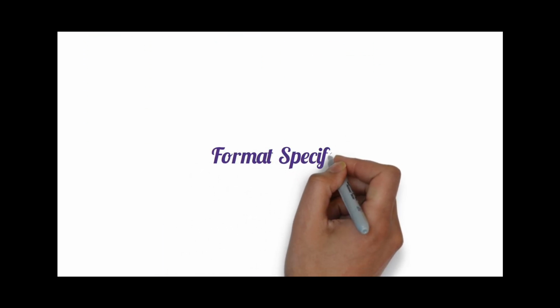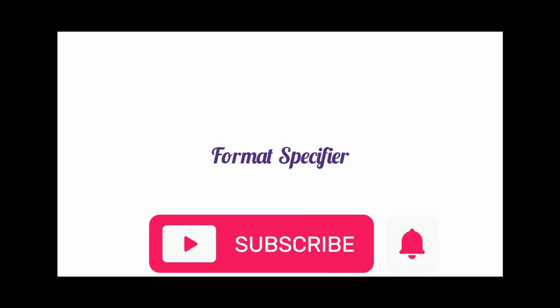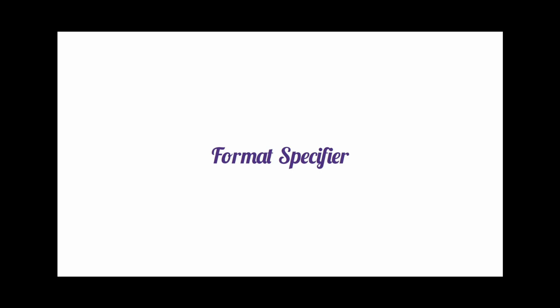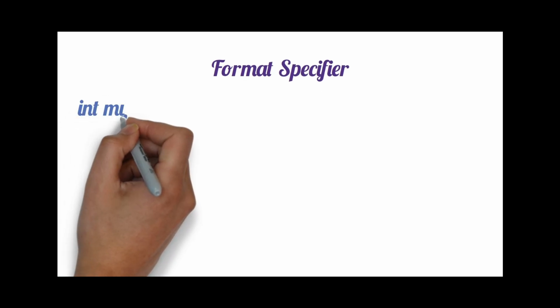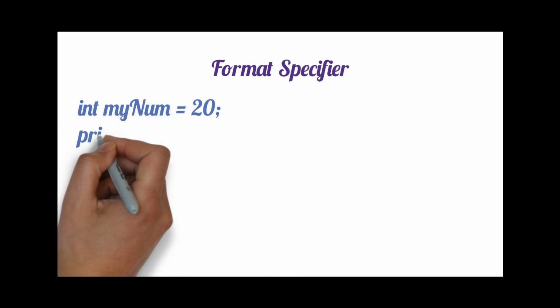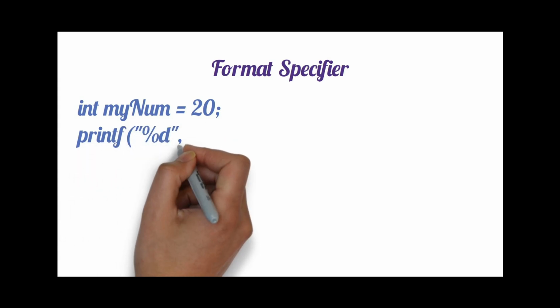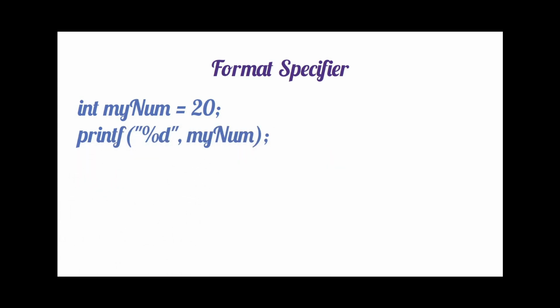Now a format specifier starts with a percentage sign, followed by a character. For example, as we see in the previous code, I will declare a variable of type int, my num equal to 20. Now if I need to print this my num, what will I do? I'll write a printf statement, then open the round bracket, double quotes, percentage d, double quotes, close.